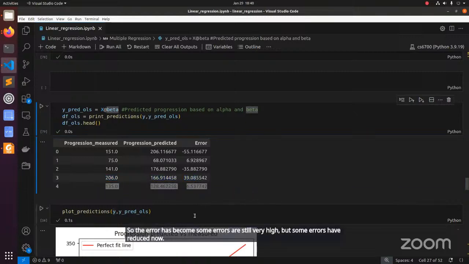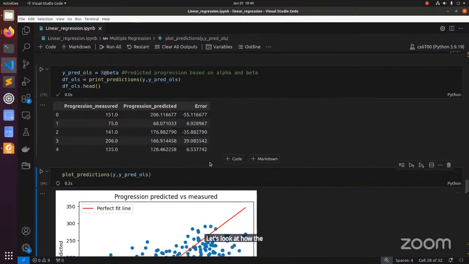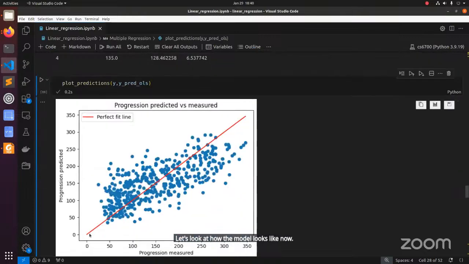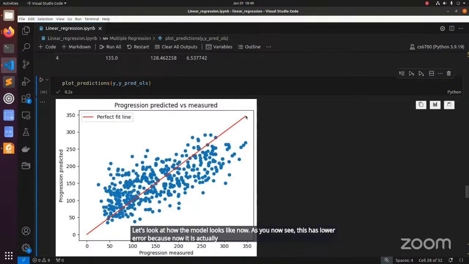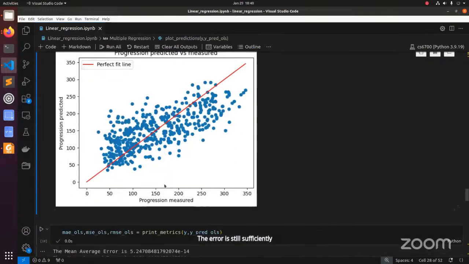Let's look at how the model looks like now. As you now see, this has lower error because it is actually starting to show up on this red line, but the error is still sufficiently large for prediction of this diabetes.